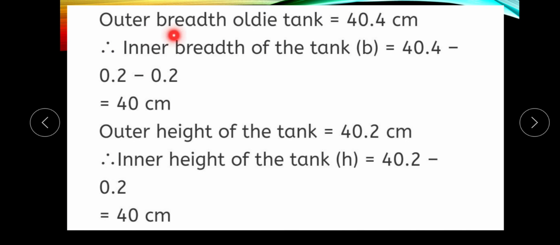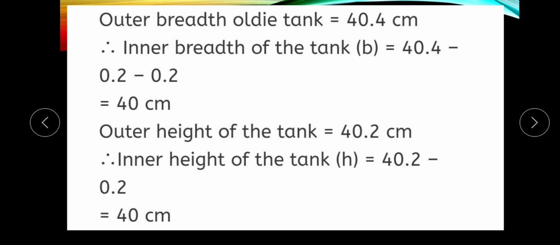Now similarly, the outer breadth of the tank, that is 40.4 centimeter. So the inner breadth of the tank will be reduced by 0.2 twice. So it will become 40.4 minus 0.2 minus 0.2. That will give us 40 centimeter.